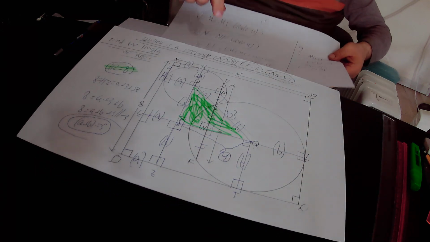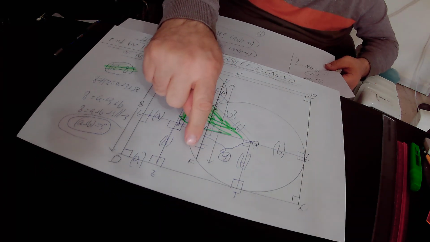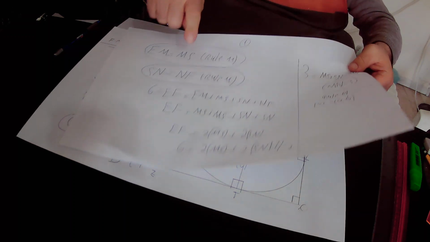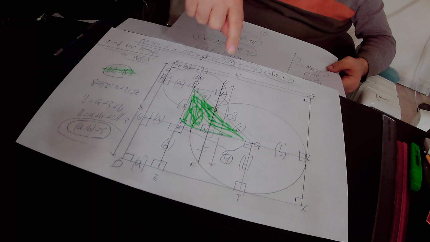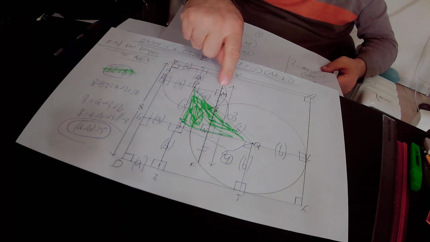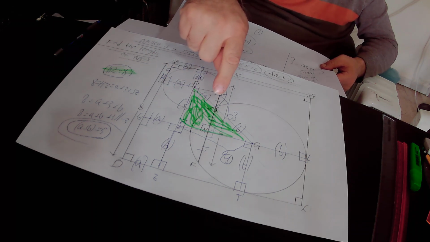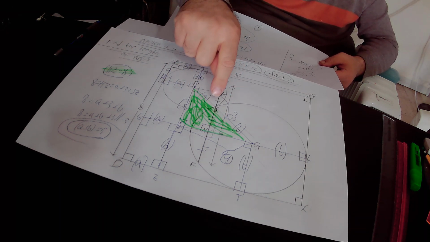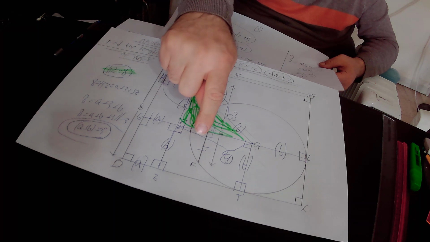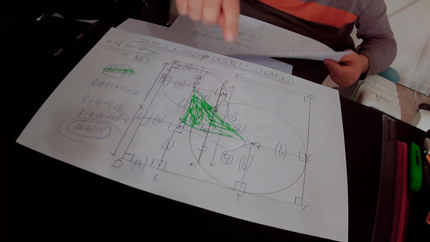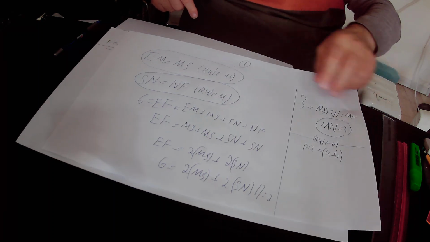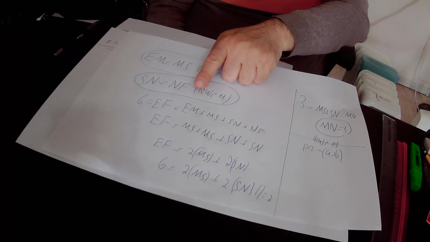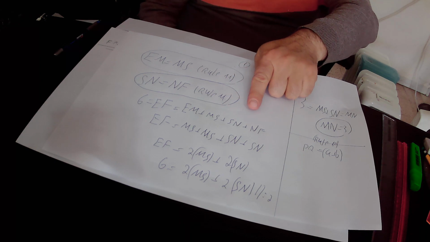It is given in the problem that the length of this line segment EF equals 6. So EF equals 6. But EF also equals EM plus MS plus SN plus NF. From the drawing it is very easy to see that EF equals EM plus SM plus SN plus NF.